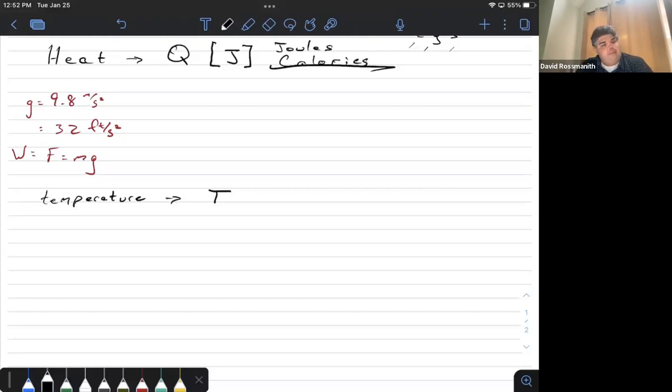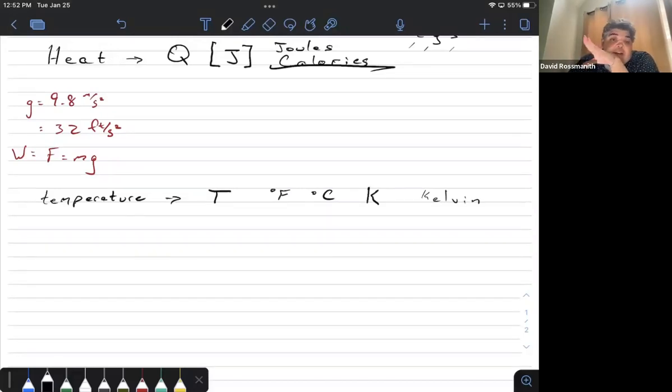Other countries use a different unit. They use degrees Celsius, or in my dad's day, they called it centigrade, but now it's called Celsius. So we have degrees Fahrenheit or degrees Celsius are the two most common units or scales of temperature that we have here. And neither of them is what we use in physics. Turns out that what we use is Kelvin, capital K, Kelvin.